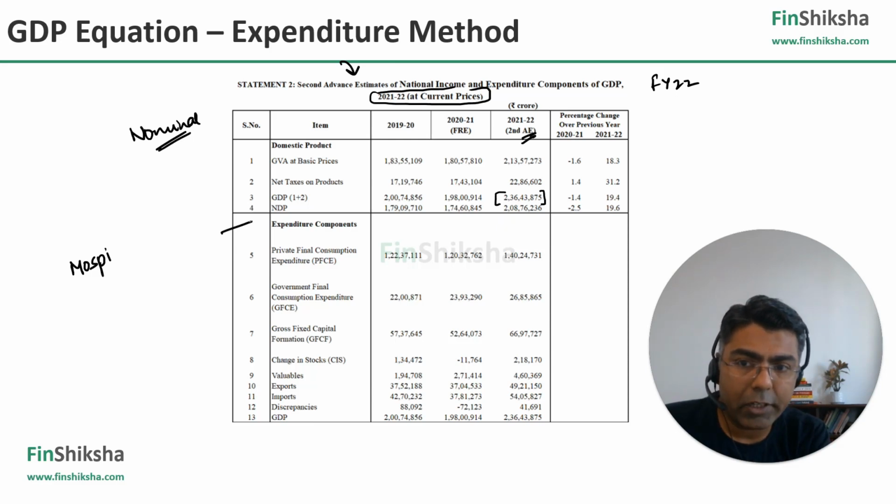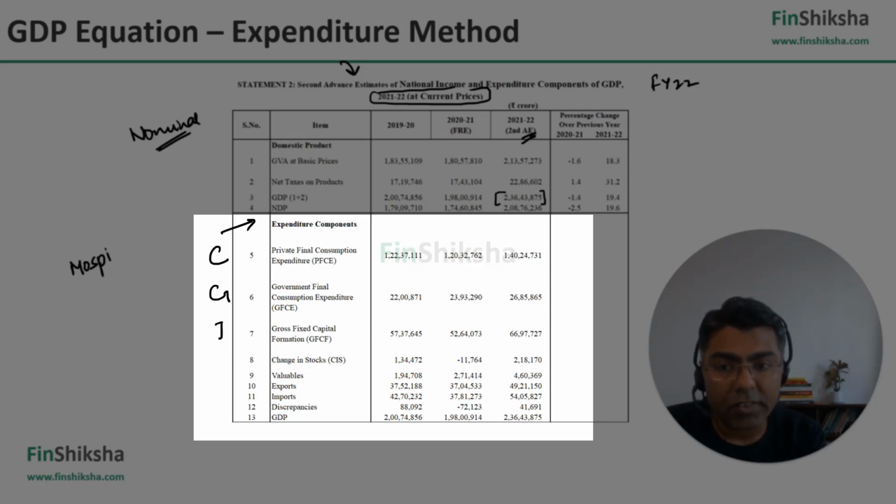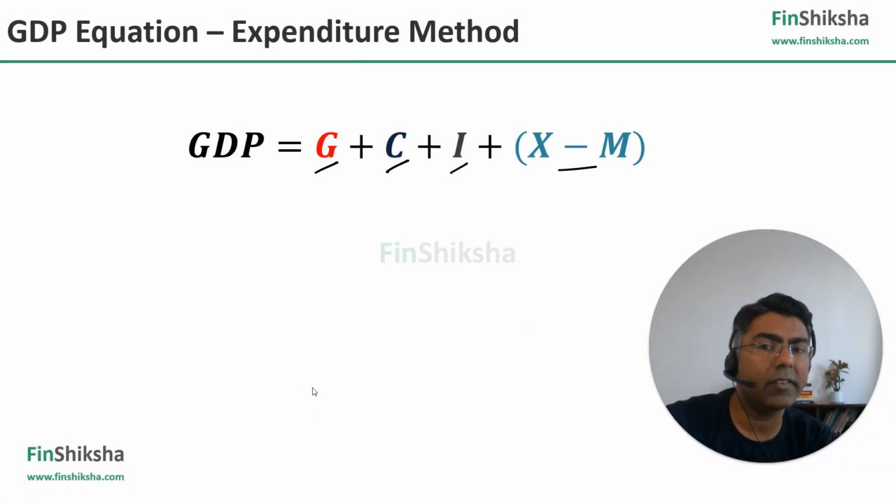When you see the expenditure components here, you see private final consumption expenditure, that's C. Government final consumption expenditure, that is G. Gross fixed capital formation, this is akin to I. And when you usually look at I and you talk about it, you also look at something called change in stock, CIS.